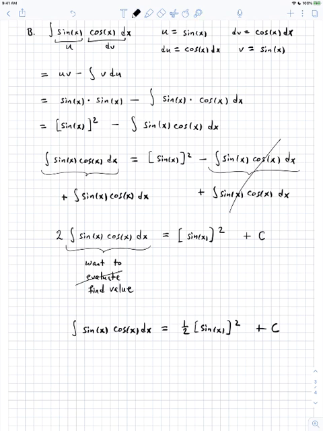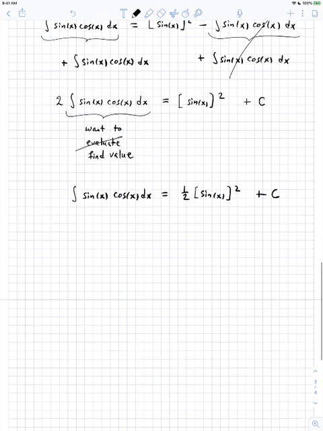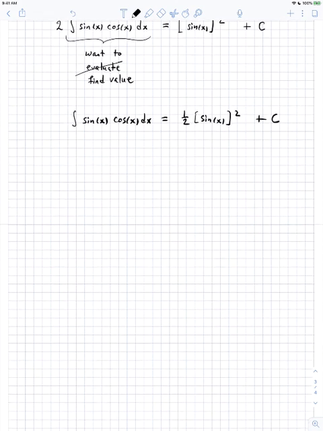For our next example, let's take inspiration from what we just did. Our answer here was 1/2 sine x quantity squared. So just for fun, let's integrate sine x quantity squared. So this will be example C. The indefinite integral of sine of x quantity squared dx.